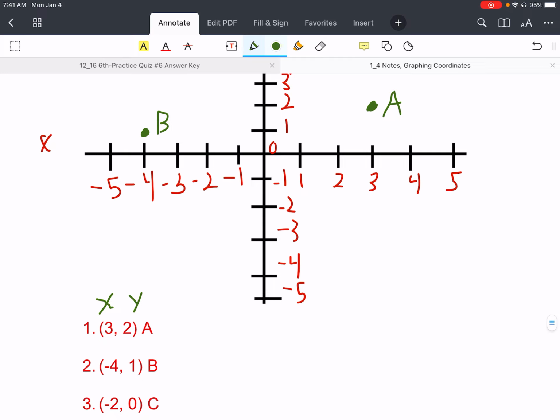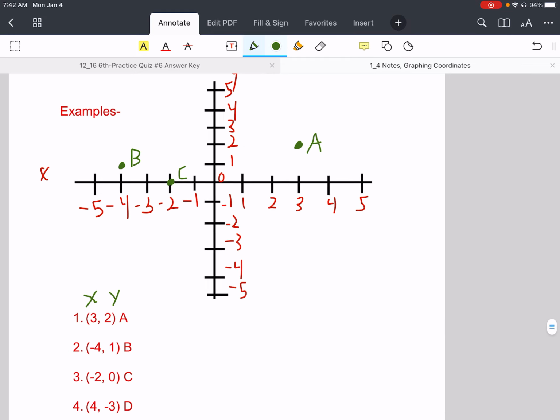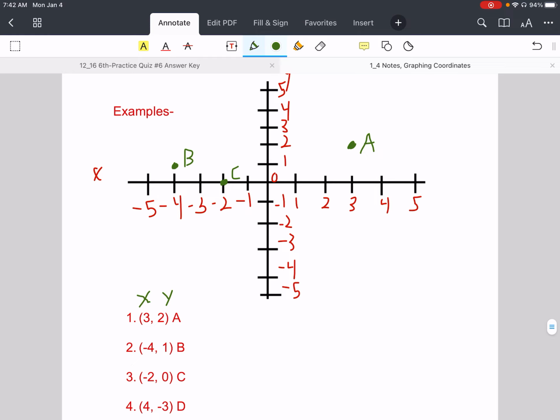Number 3, -2, 0. The ones that have zeros in them are ones that people mess up pretty often. So I'm going left 2 to -2, and then I'm not going up or down at all. So my C value is going to be here. Number 4, I have +4 and then -3. So I'm going 4 to the right and then down to -3. That is my D value.